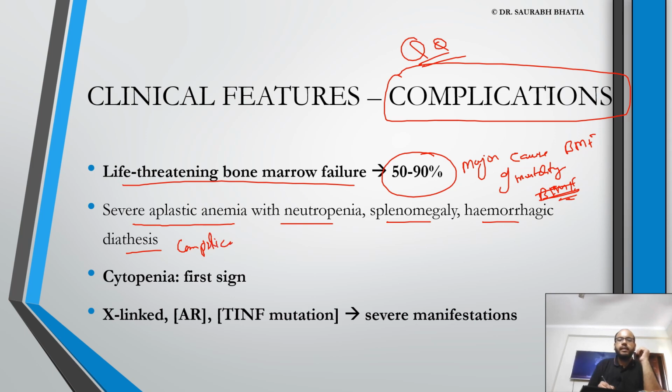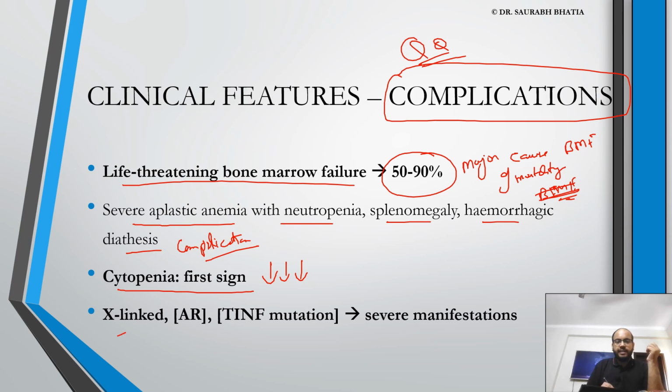Now, let's say that bone marrow failure is seen in about 50 to 90% of the cases, but bone marrow is affected to a larger extent in DKC because, again, these are the highly proliferative cells which are not able to divide because of telomeropathy. Cytopenias are the first sign, which is self-explanatory. If bone marrow is involved, the cell counts will go down.